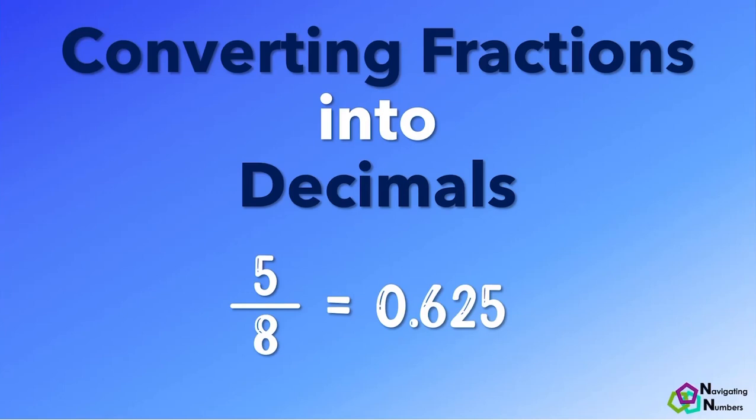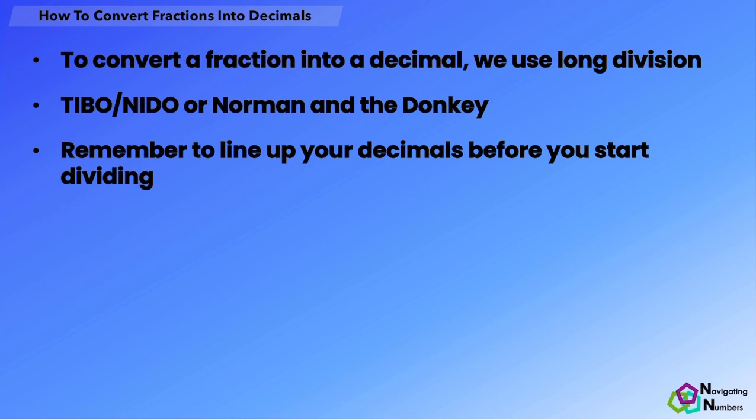In this lesson, we will take a look at how to convert fractions into decimals. To convert a fraction into a decimal, we use long division. We can use the acronyms TIBO and NITO, which stand for top in, bottom out, and numerator in, denominator out, or Norman and the donkey, which works like this. Norman rides the donkey, and when it rains, Norman goes inside and the donkey stays outside.